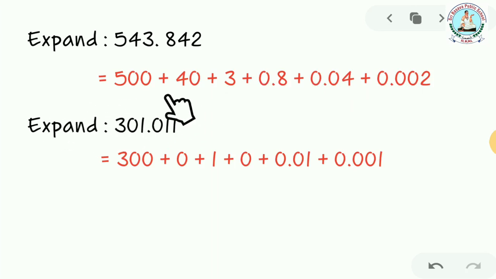Let us go for the expansion of this number. So first we expand the whole part, that is place value of 3 is 300, place value of this 0 is always 0, and the place value of 1 is 1. Now whole part got over. Now let us begin with the decimal part.